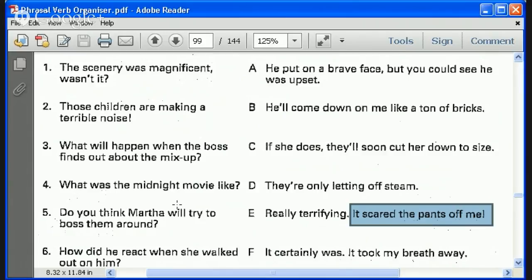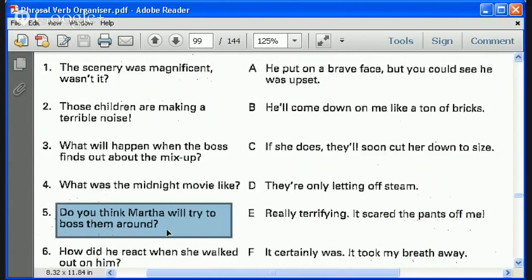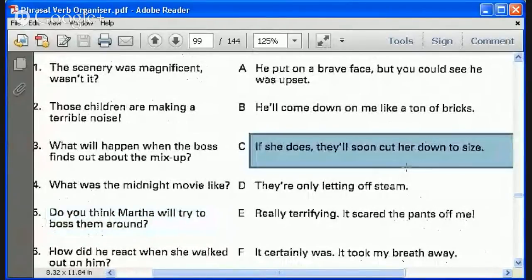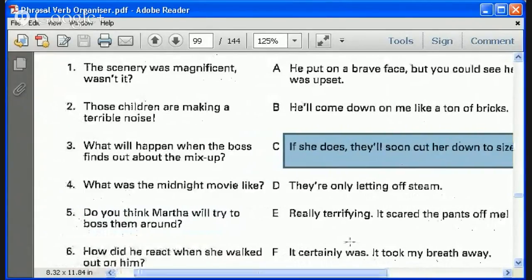All right. Last two. I'm basically out of time. So do you think Martha will try to boss them around? Boss around is a phrasal verb meaning you try to tell everyone what to do. If she does, they'll soon cut her down to size. You cut someone down to size, you give it right back to them. You don't let them boss you around.